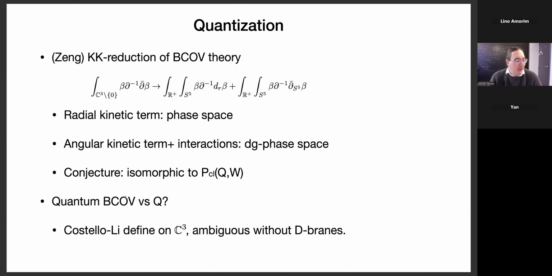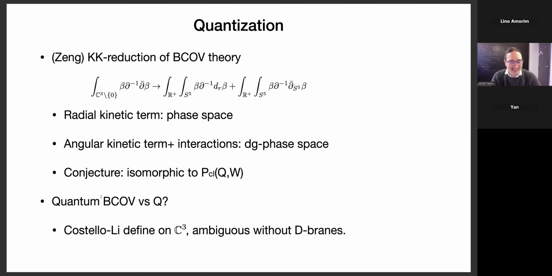But in principle, I would like to show that this quantum BCOV, if I do this Kaluza-Klein reduction, becomes the quantum mechanics that I'm talking about. And this quantization is challenging. They have infinitely many counterterms that have to be fixed. But it's indeed some physics theory. It's nothing to do with categories and more abstract stuff. I would disagree. I'll show you the categories in a moment.